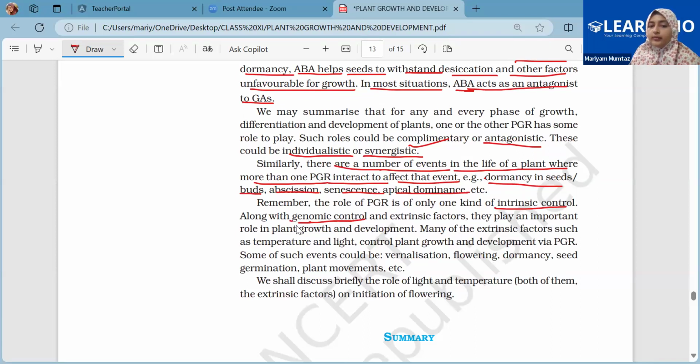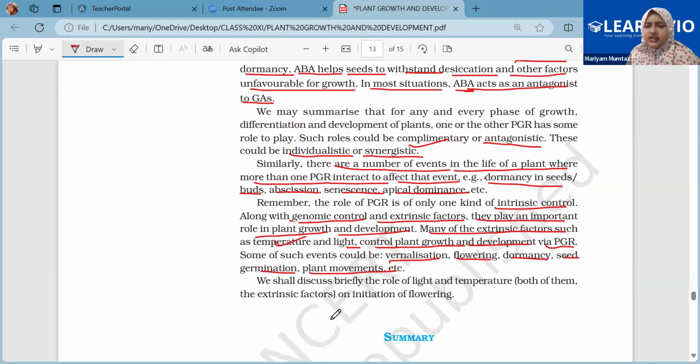Remember, the role of PGR is only one kind of intrinsic control. Along with genomic control and extrinsic factors, they play an important role in the plant growth and development. Many of the extrinsic factors, such as temperature and light, control plant growth and development via PGR. So all it is a cumulative effect, meaning the PGR will not only work if the extrinsic factors such as the temperature, pH, light are not there. Some of the events could be vernalization, flowering, dormancy, seed germination, and plant movement.